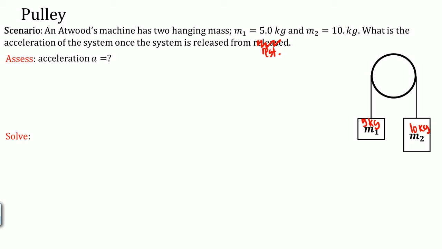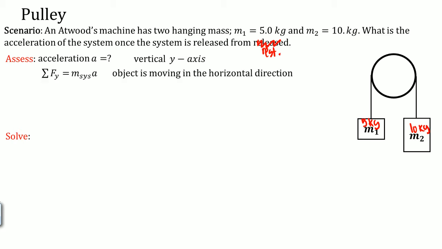First, the question is asking for the acceleration, so your a is equal to a question mark. It's in the vertical axis, and if you set up the summation, it is the summation of F in y is equal to m_sys times a. m_sys just stands for the mass of the system, because again, this object is moving in the vertical direction. Here's the diagram. There is a force going down, which is the force of gravity on the second block. And there is a force going down here that is also the force of gravity on block 1 as well. So there are 2 forces here.